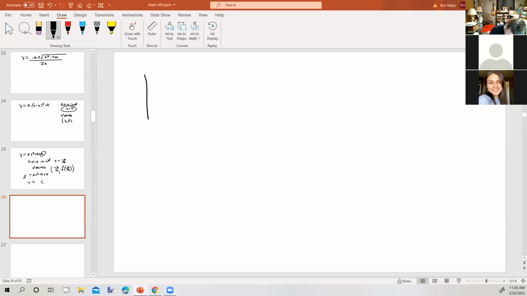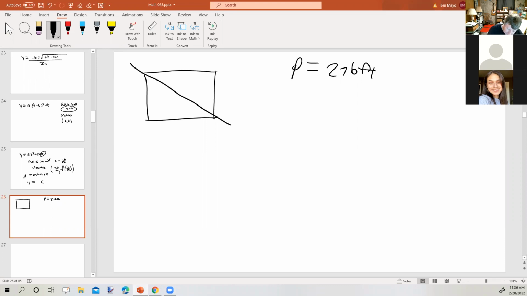So we know we've got a rectangle, okay? And we know that the total perimeter is 276 feet, right? We've got 276 feet to go all the way around it. So what I generally do with this is say, if we cut this in half, that would be half of that. Let's see, what is half of 276? 276 divided by 2 is 138. So that means this side plus that side is 138. Okay? You all right with that?